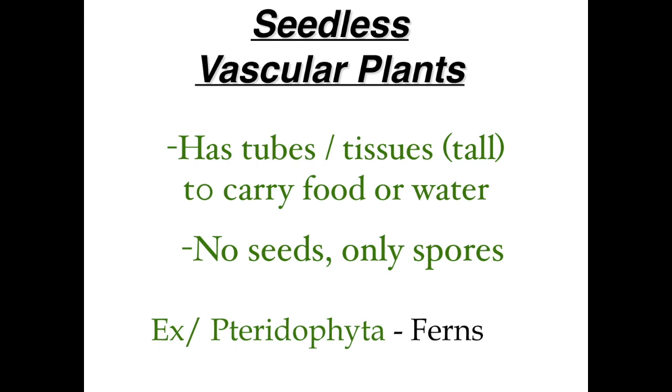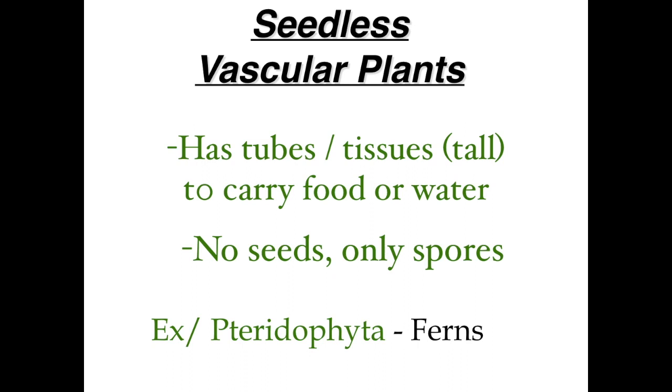Now we're going to move to seedless vascular plants. So these plants, again, do not have seeds. These have spores, but these are going to be the vascular plants. These tall plants need to have these tubes. So there are tubes that carry food and water in vascular plants because they are taller. There can be no diffusion here. The phylum example is Pteridophyta or Pterophyta.